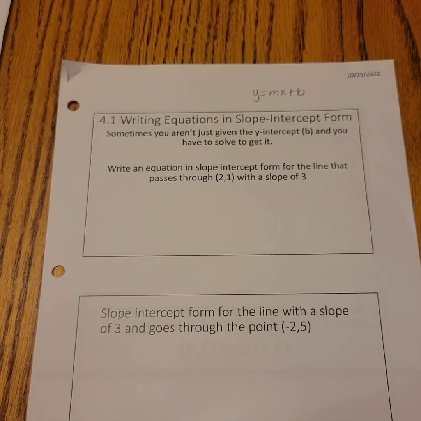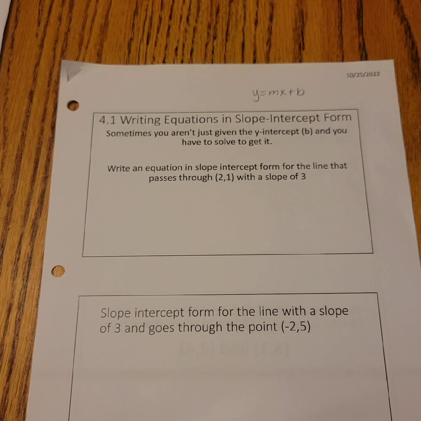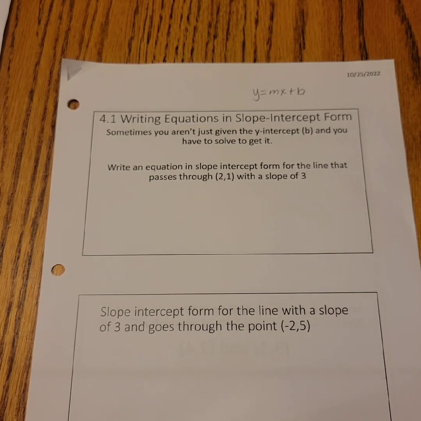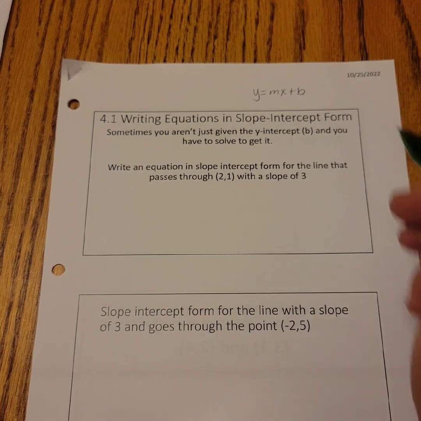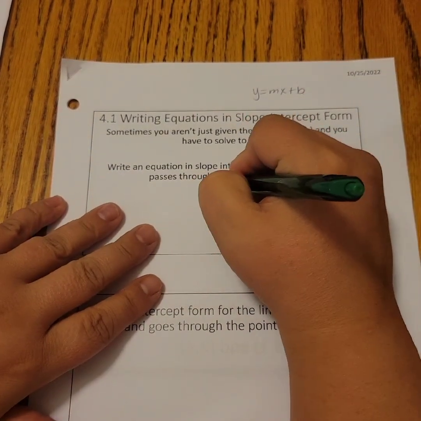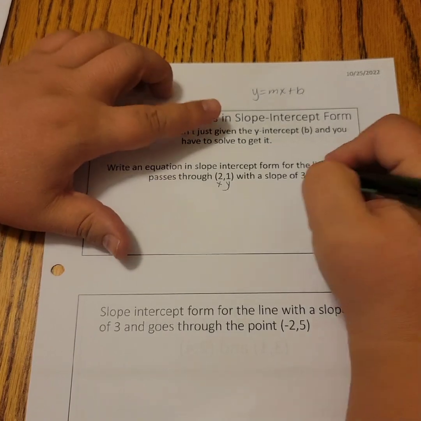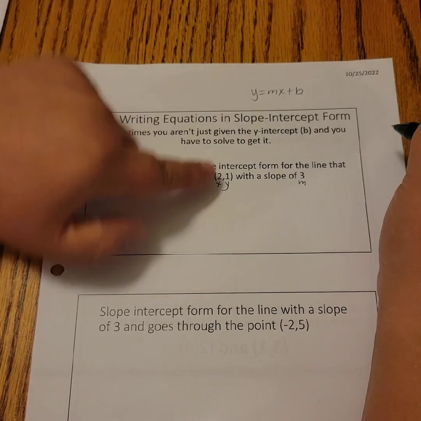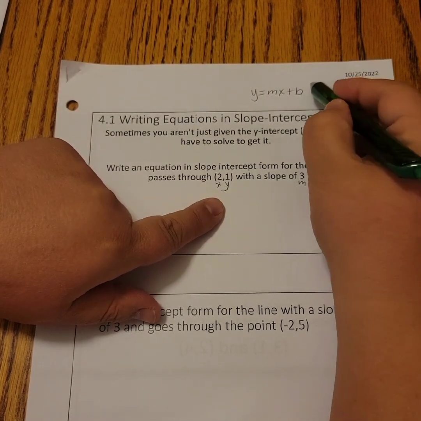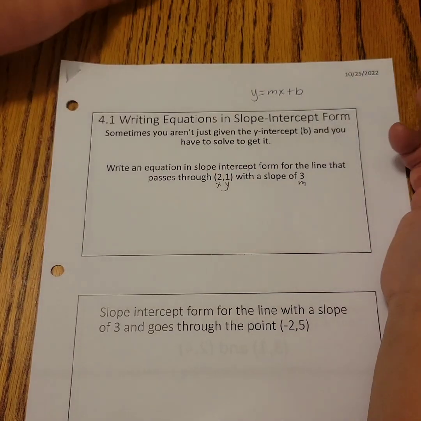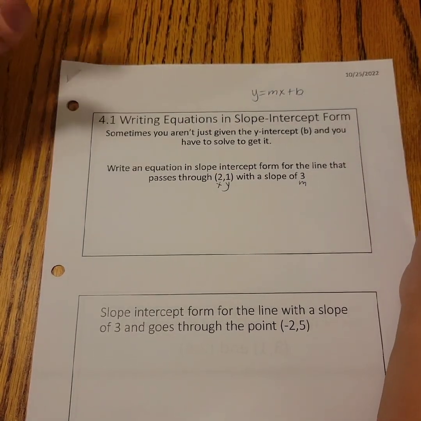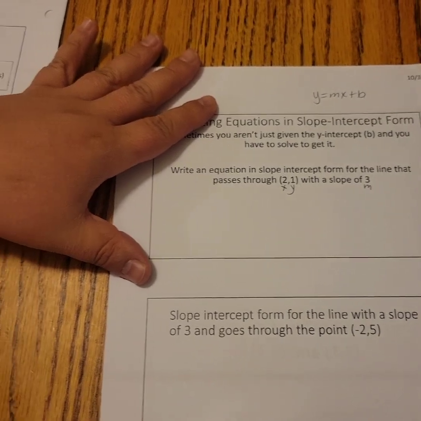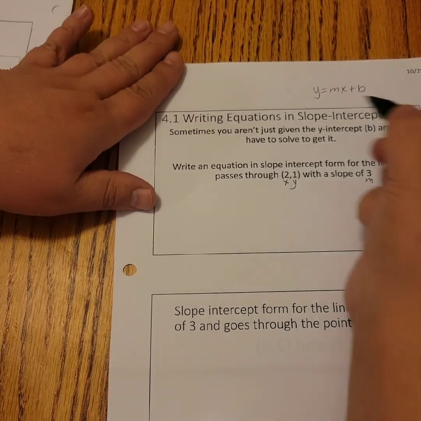Okay, so it says write an equation in slope-intercept form for the line that passes through (2, 1) with the slope of 3. Okay, so please pay very close attention. This is the x and this is the y. The slope is the m. So if you look at y equals mx plus b, we have x, we have y, and we have m. So we need to find the b. So that's just simply solving for a variable, really.